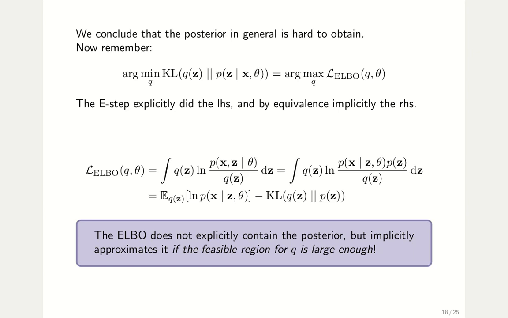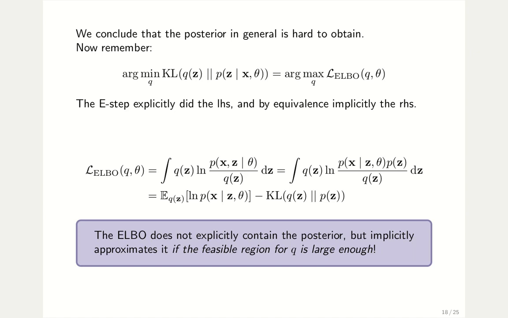So when we consider neural networks, we can definitely conclude that the posterior is very hard to obtain. And for a lot of models that are more sophisticated than a Gaussian mixture model, it's really hard to get this posterior. But now we can remember something from our analysis of the EM algorithm.